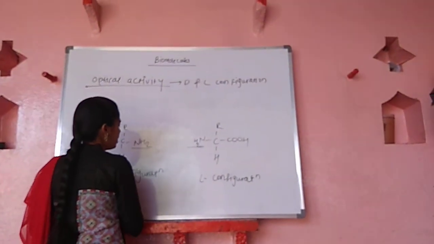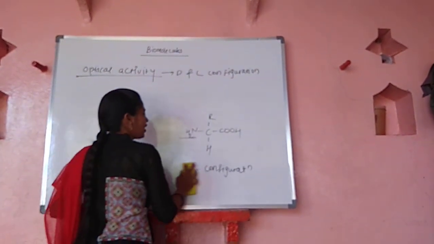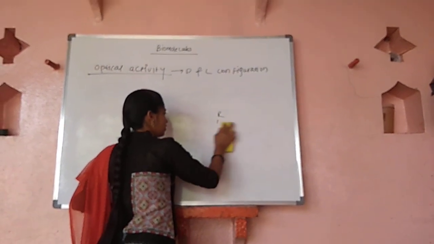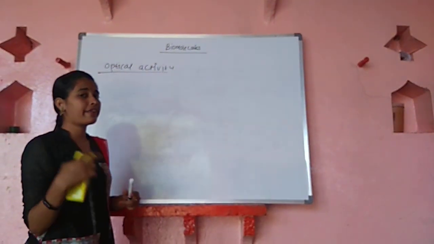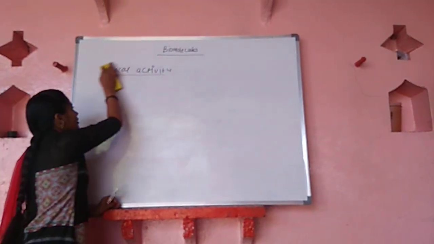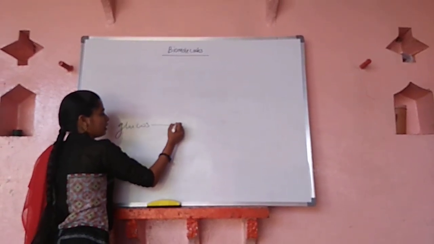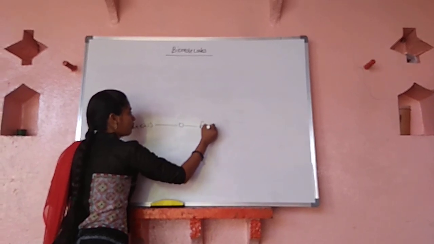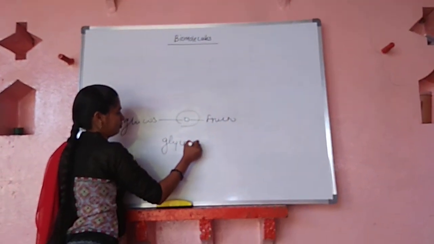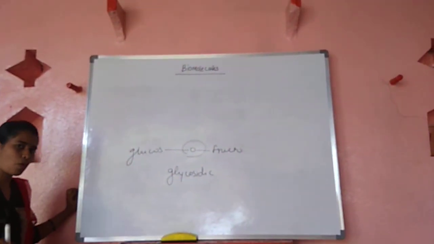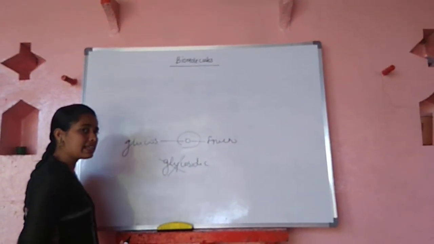So come to the next one, amino acid linkage. Students, do you remember in the carbohydrate we had studied that when two monosaccharides combine, they form a glycosidic linkage? Do you remember that glucose with one oxygen bonds with fructose? So this is the glycosidic bond. In the same manner, in protein, it will form a peptide bond, not a glycosidic bond, but a peptide bond.